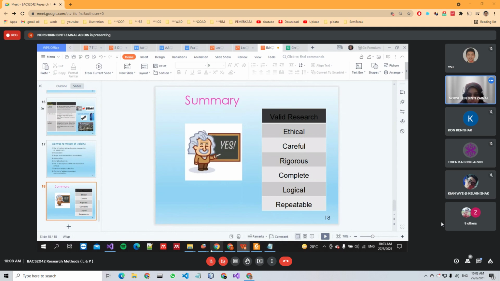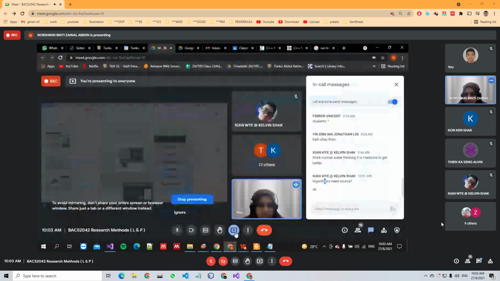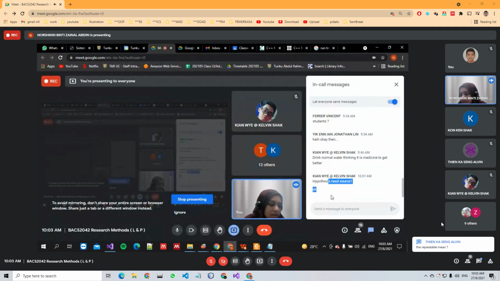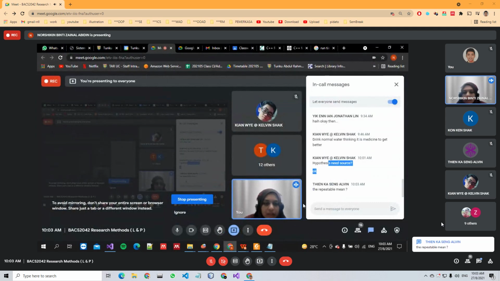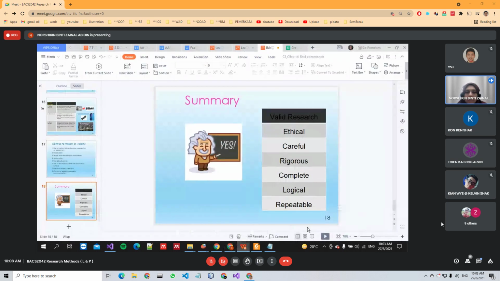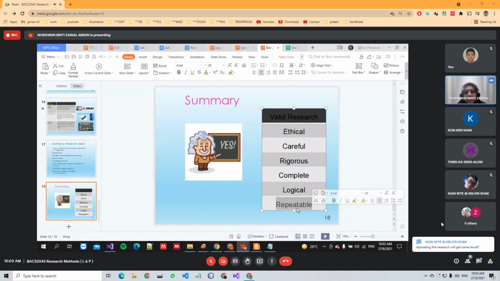Any question for this chapter? The repeatable means, like I said in this lecture note, I'm not too sure what is repeatable, but I think repeatable means this one. I think this point is not important, but yeah, I think repeatable means this point up here. Repeatable in research, I'm not sure, but I don't think this is important. But the most important thing is ethical.